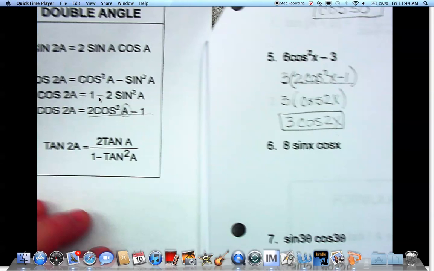Okay, so the next one is just the same thing. It's half of sine of 2 times 15. 2 times 15 would be 30, so we have 1/2 of sine of 30. What is the sine of 30? It is 1/2. So 1/2 times 1/2 is 1/4.